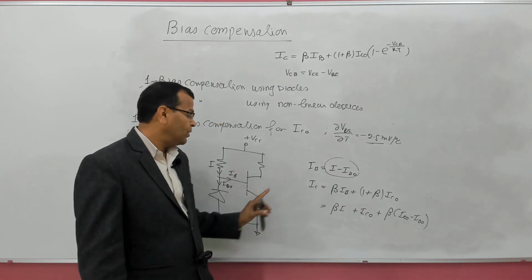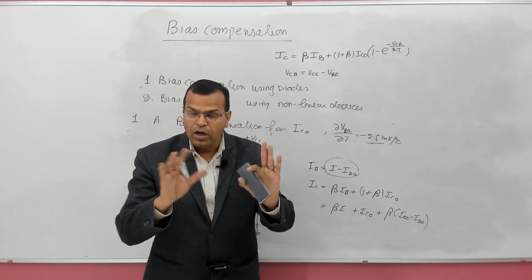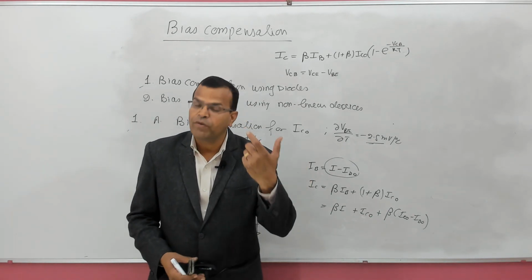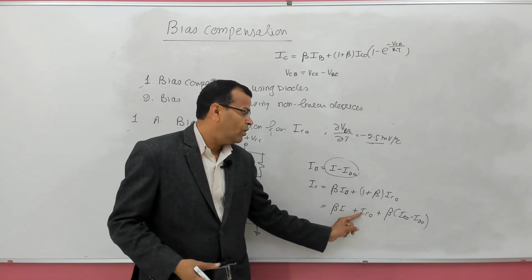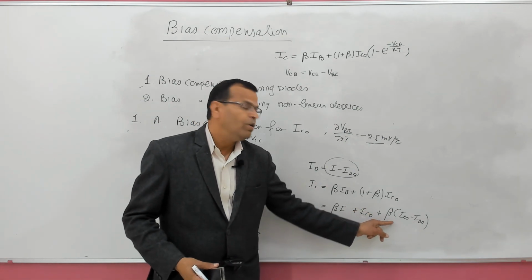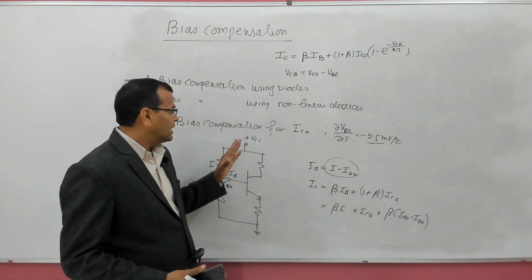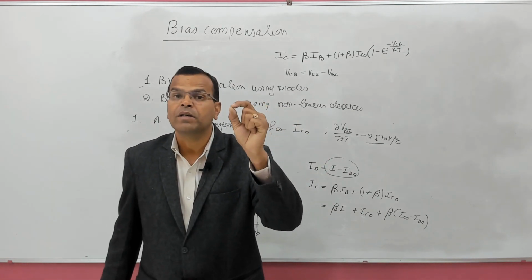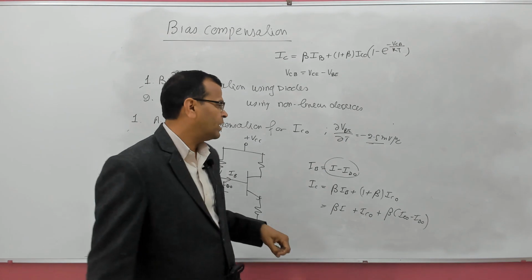So this compensation is not used for higher values of current; it is used for smaller values of current, when it is of the order of nanoamperes, because this will be affected much. So this compensation for IC naught is used for germanium transistor, germanium BJT, right?